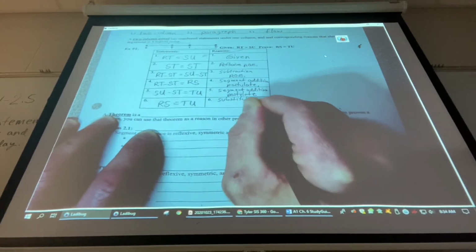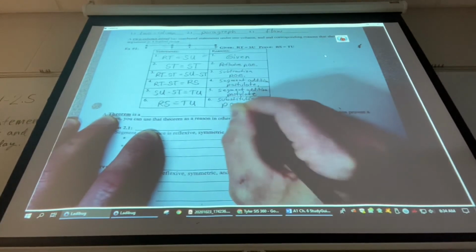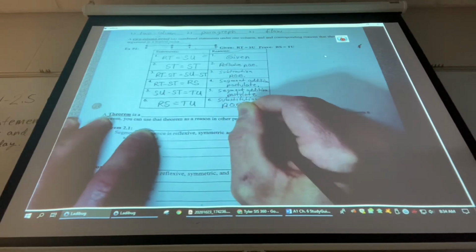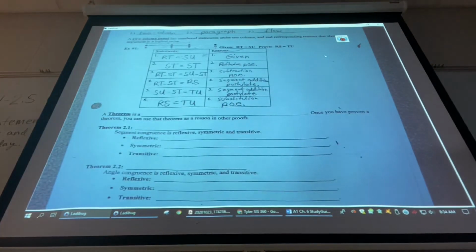Substitution property of equality will wrap things up. So again, you're not going to have to do a two-column proof in this chapter from start to finish. You're going to have a proof set up. You're going to have some holes in it, and you're supposed to fill them in. Are you guys with me on this?